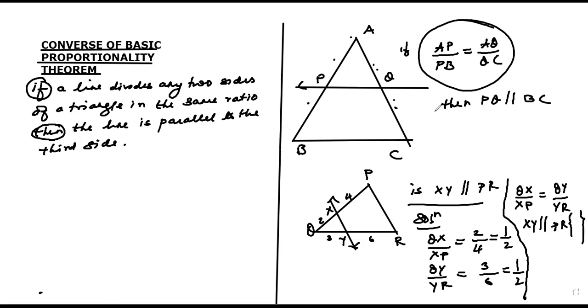So if the line divides any two sides of a triangle in equal ratio, then it is parallel to the third side. Now remember one thing, children, this theorem is not going to be asked in an exam. So I just explained to you what this theorem is. I'm not going to give the proof of it. It's not going to be asked in your exam. We go to the next theorem now.